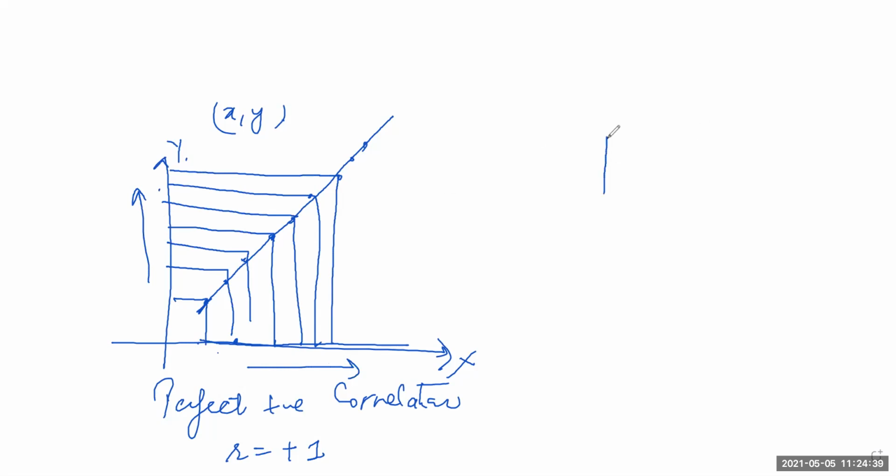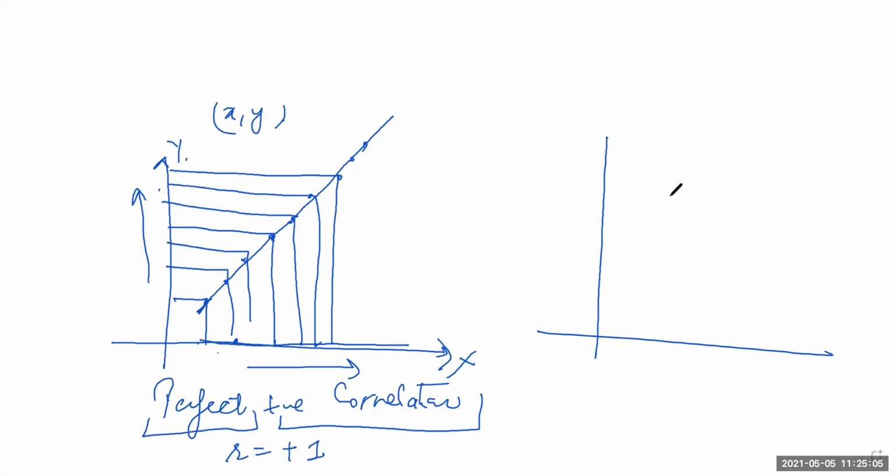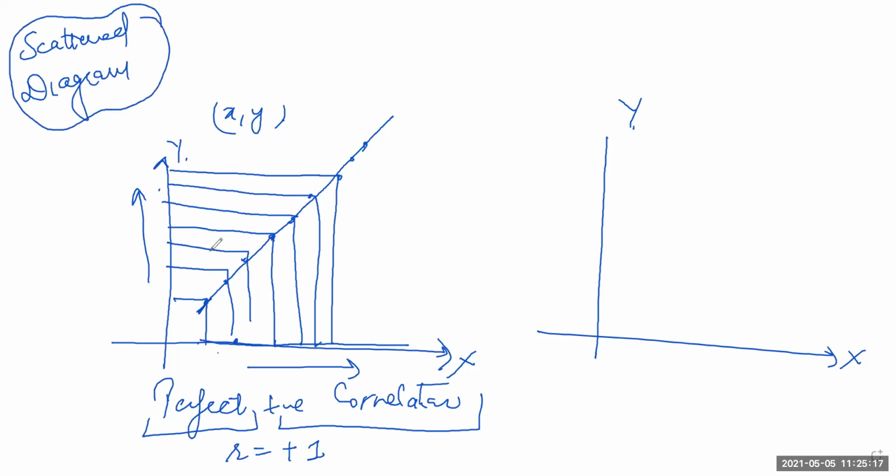Now if there is a unit change in the value of the variable x, and the value of the variable y changes in the same direction, then first of all we can say it is a positive correlation. And if all the points of x and y lie on the same line, then this is called a perfect positive correlation. Okay. Now the next is, we are just getting an idea about the correlation between the two variables through the scatter diagram.